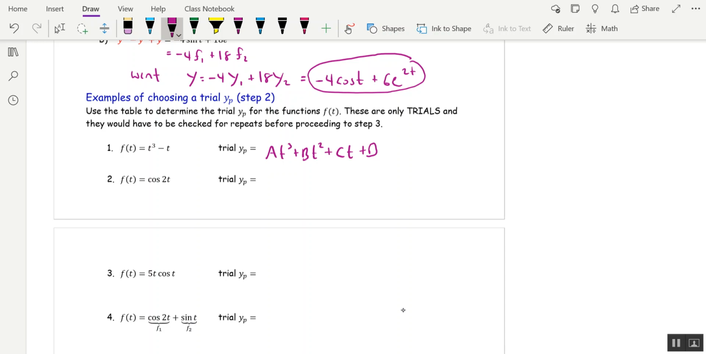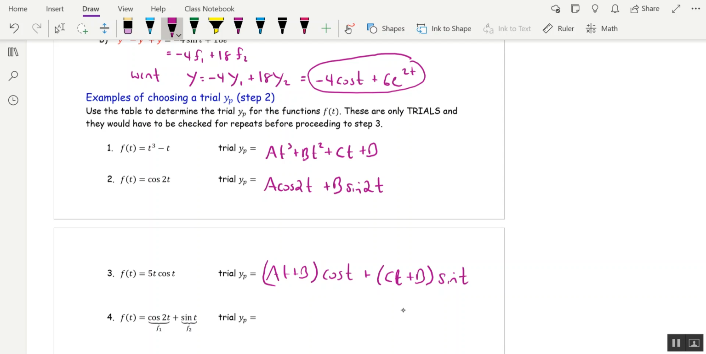If f of t is cos 2t, our trial yp would be a cos 2t plus b sine 2t. We need both terms there, the sine and the cosine. Okay, for the next one, I have a linear polynomial times cosine t. So my trial yp is going to be a linear at plus b cos t, and then plus another linear ct plus d times sine t.